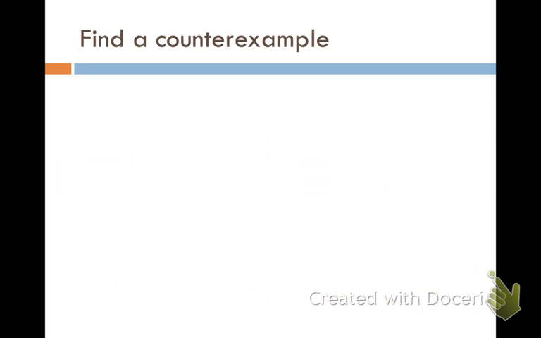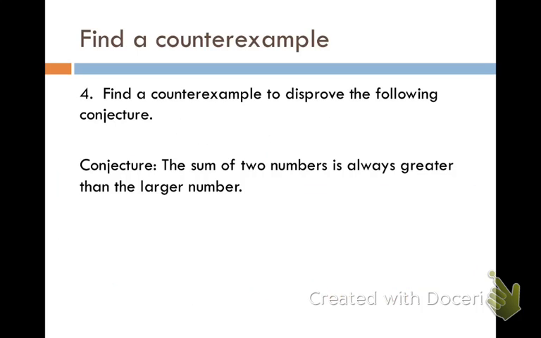Finding a counterexample, we need to come up with a counterexample to disprove the following conjecture: the sum of 2 numbers is always greater than the larger number. Well, that's true if the 2 numbers are positive, but we can come up with a counterexample where at least one of the 2 numbers is a negative number, and that one counterexample disproves the conjecture.